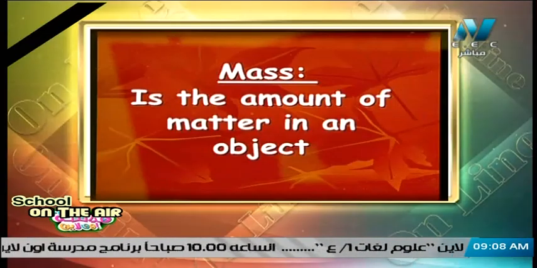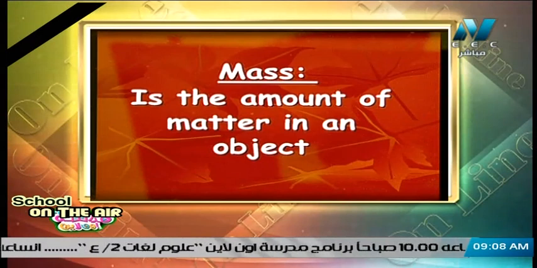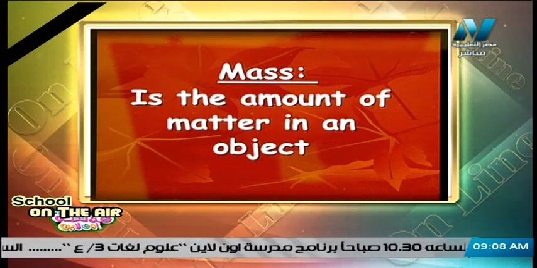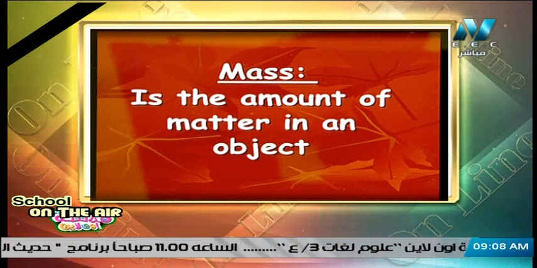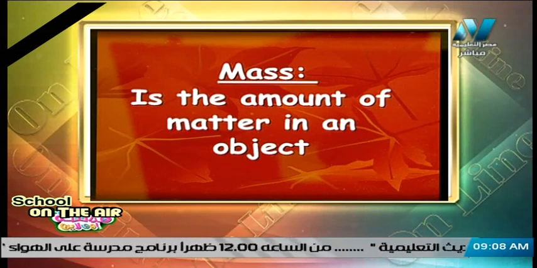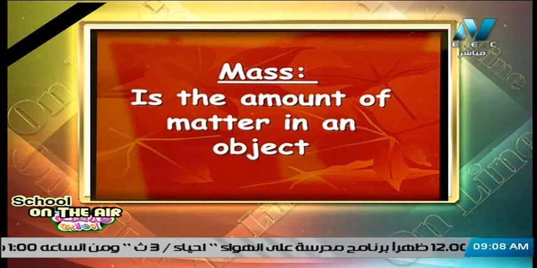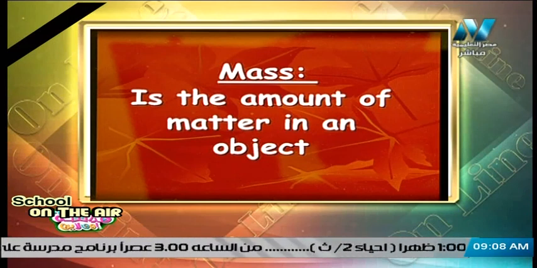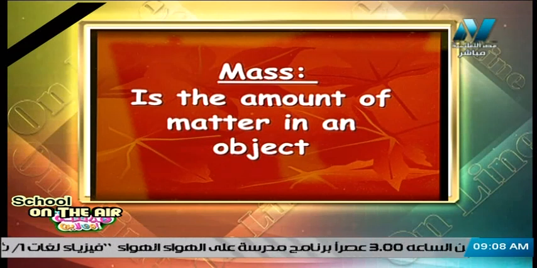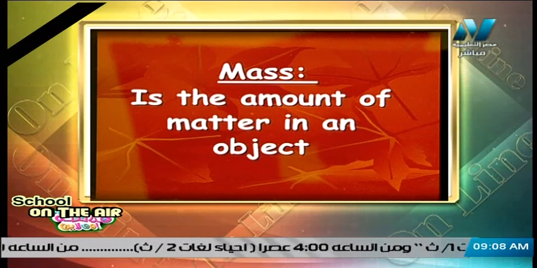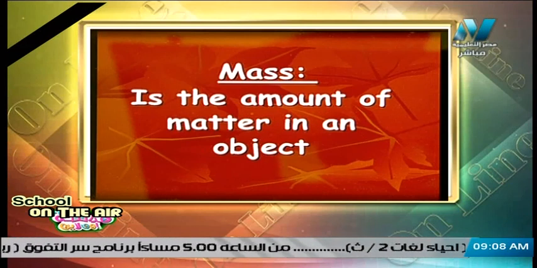So mass is the amount of matter in an object. Now I can ask you, what's meant by the mass of a golden ring is 5 gram? If I have a golden ring, and its mass is 5 gram, what does it mean? It means the amount of gold, because this ring is made up of gold. So it's the amount of matter in an object. What's the matter here? Gold. What's the object? Ring. So the amount of gold in the ring is 5 gram.